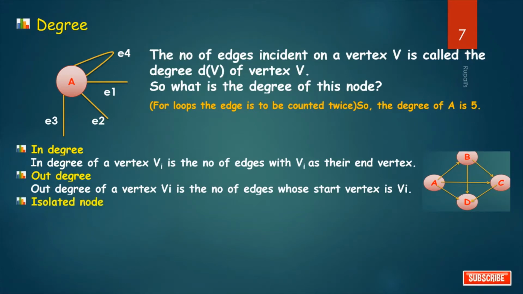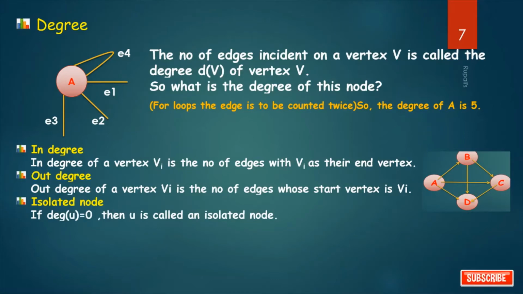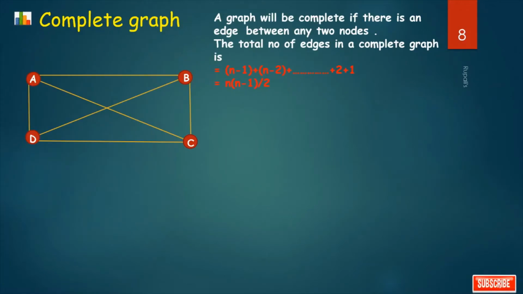Next, isolated node. If any node has degree 0, then that node is called an isolated node. Complete graph. A simple graph in which there exists an edge between every pair of vertices is called a complete graph. It is also known as a universal graph or clique. So a graph will be complete if there is an edge between any two nodes. So this is an example of a complete graph.